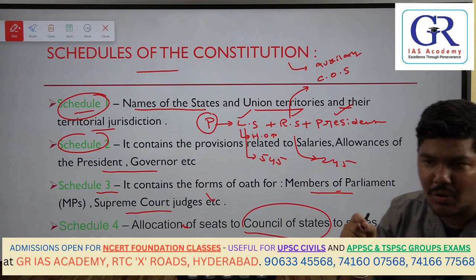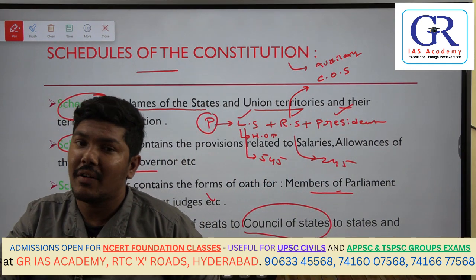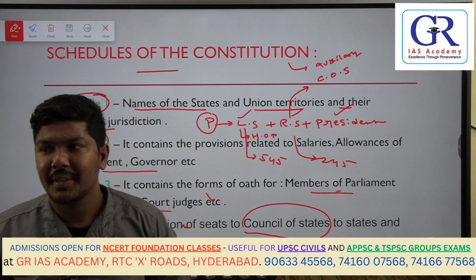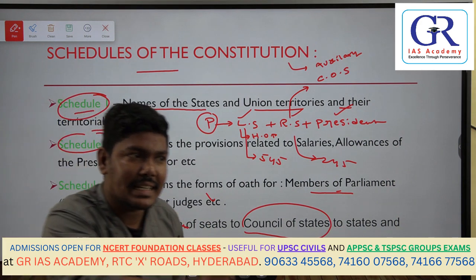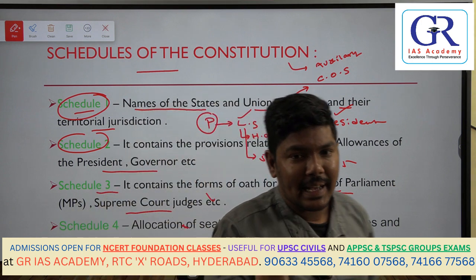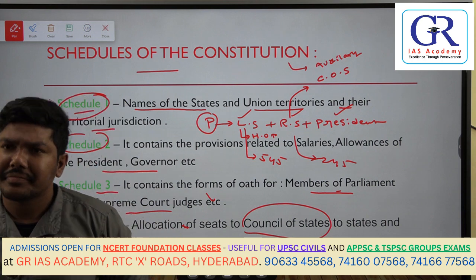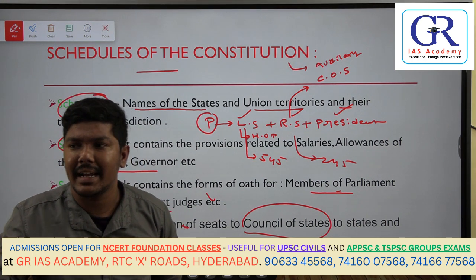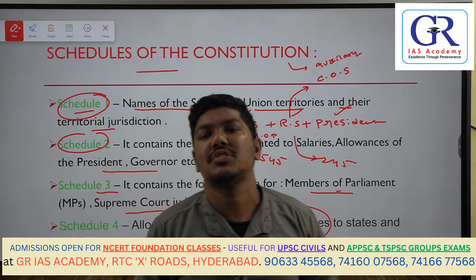What was the other name of Lok Sabha? House of People. And Rajya Sabha? Council of States. We should not use just Lok Sabha, Rajya Sabha. The exact words are House of People and Council of States.